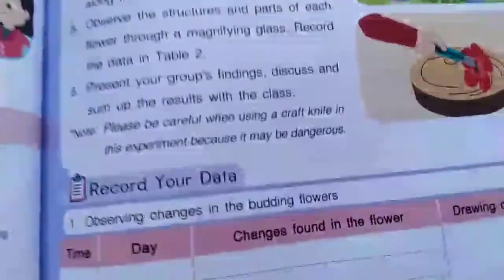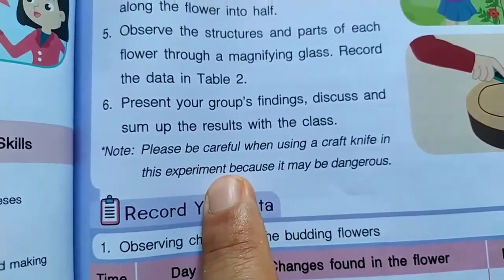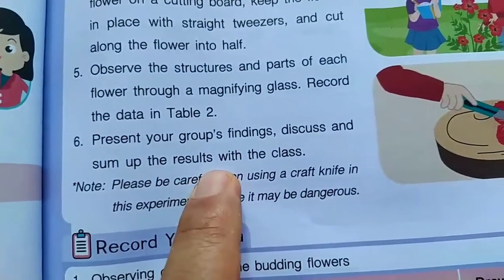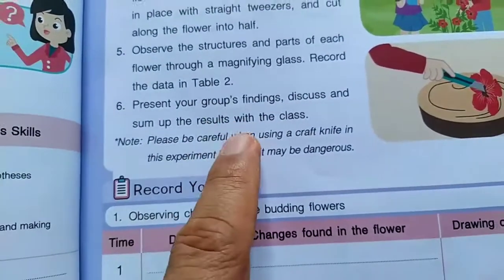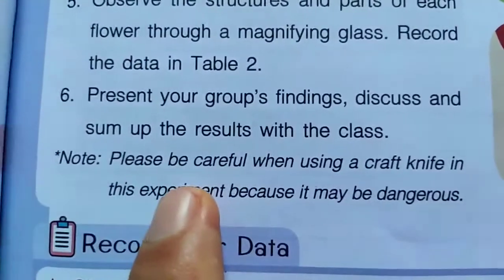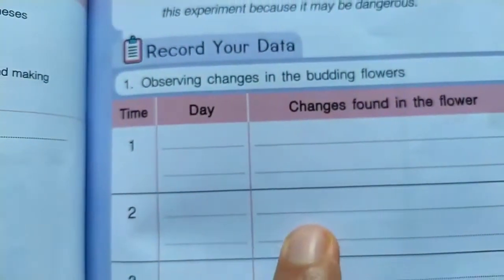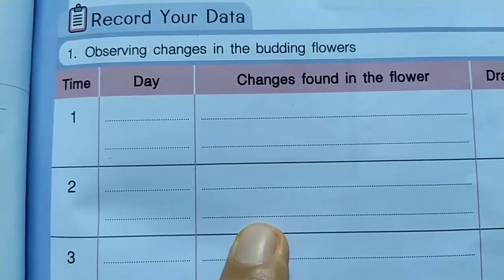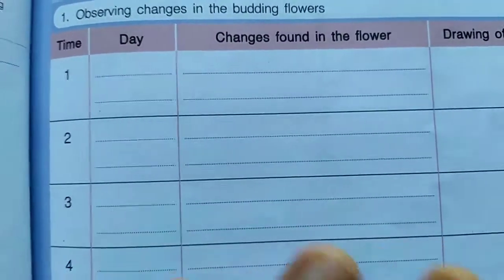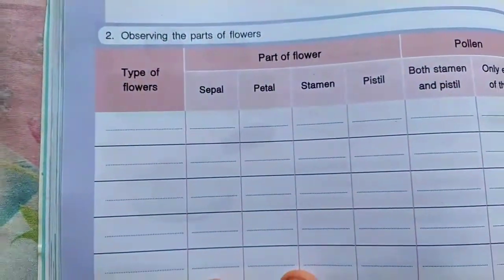Now present your group's findings. We cannot do this one. We are not in a group this time. But in here, please be careful in using the knife. Alright, this one takes time. As I said, record 1. Do not worry about this one, right? If we cannot do this one, we are not in a classroom. Not this one either, okay? No need to answer this one.